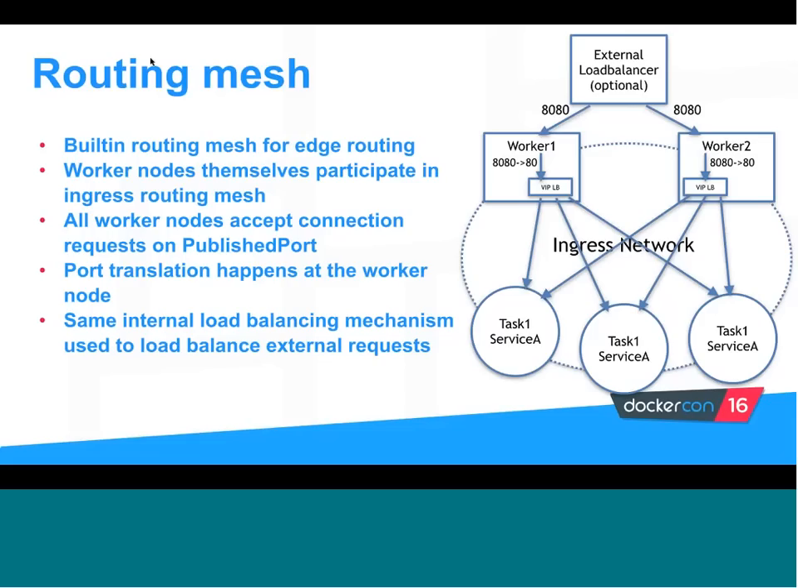So routing mesh provides the functionality where regardless of where the tasks belong to, the user will be able to hit any of the worker nodes or even the manager nodes from external to the cluster, and routing mesh will take care of automatically routing the traffic to appropriate tasks. So with ingress load balancing and routing mesh, we can provide seamless load balancing out of the box with Docker without the need for any external load balancer.